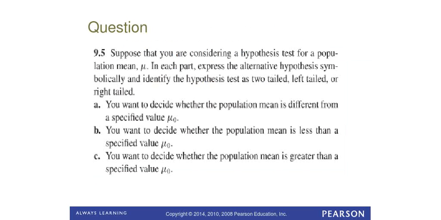All right, so here's a question. Suppose we're considering a hypothesis test for a population mean mu, like our mayor. In each part, express the alternate hypothesis symbolically and identify the hypothesis test as either two-tailed, left-tailed, or right-tailed. Let me explain what that means. Essentially, we're going to make a hypothesis test.